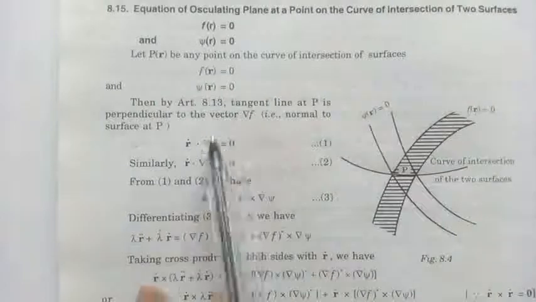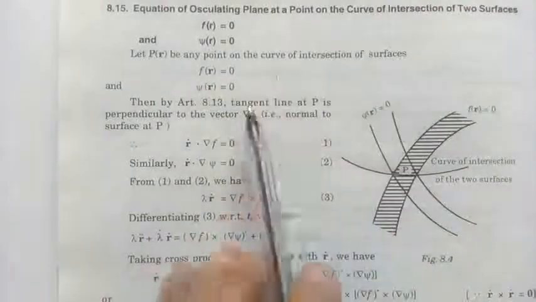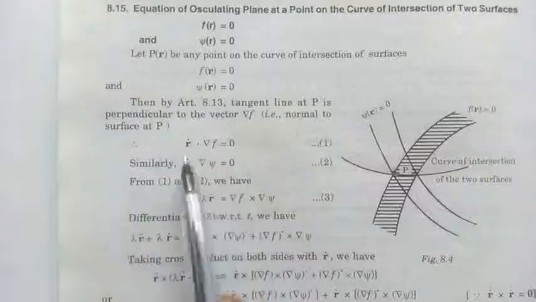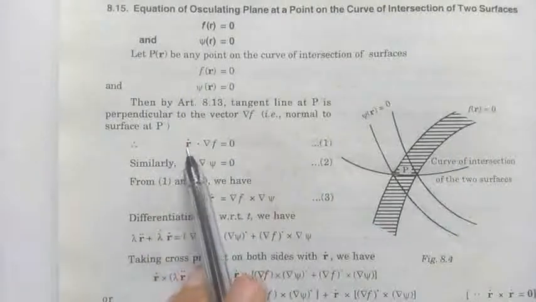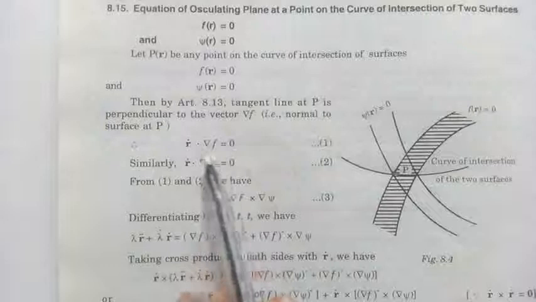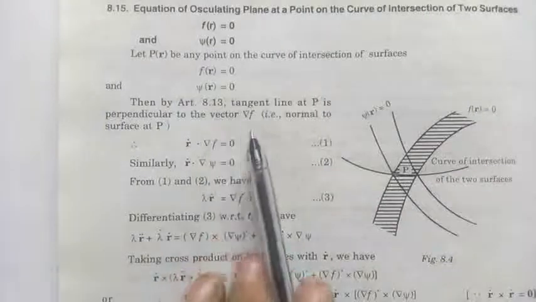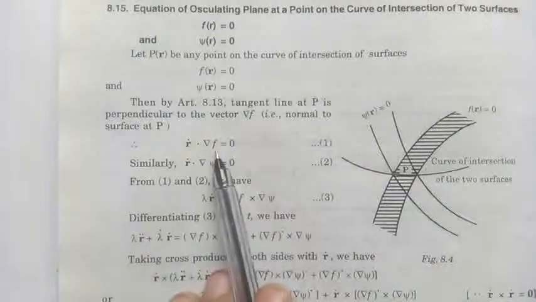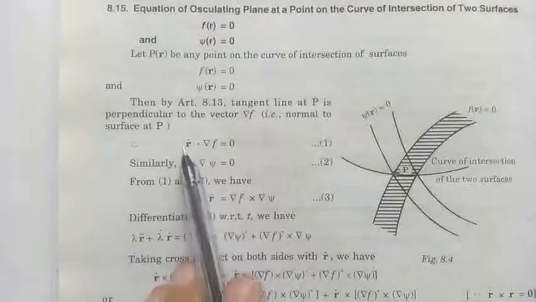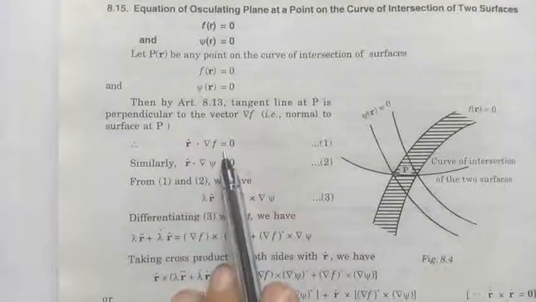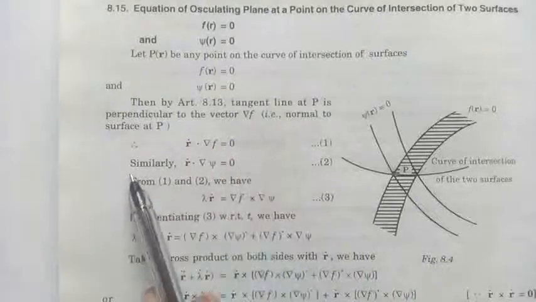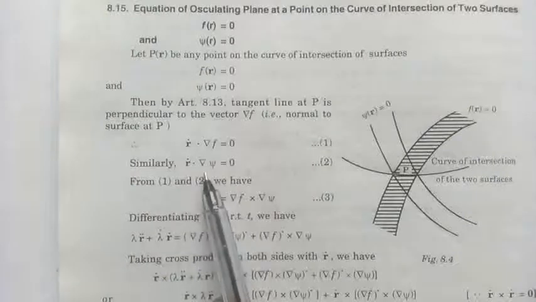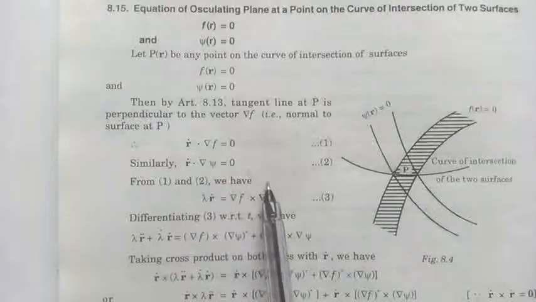So in order to find the equation of osculating plane, let us use the property that because r dot is the tangent vector and gradient f is always normal to the surface, therefore this tangent line is normal to the gradient f, and therefore the dot product of the vector r dot and gradient f is 0. In the same way, the dot product of r dot with gradient of ψ is also 0.